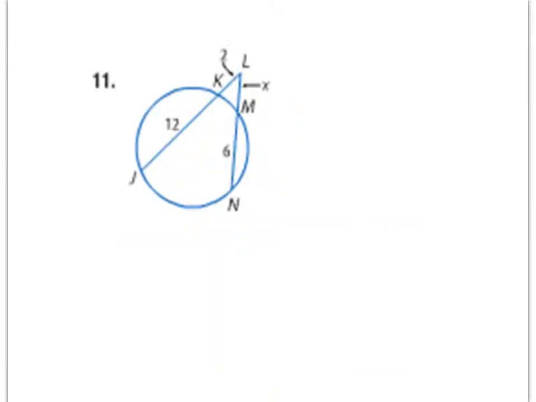All right, boys and girls, last one. Here we go. Solve for x right here. We're going to use our secant power theorem. Just so you know, KL, that says 2. JK is 12. KL is 2. LM is x. MN is 6.